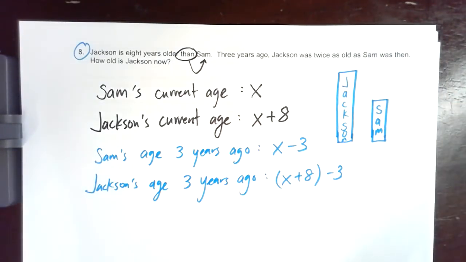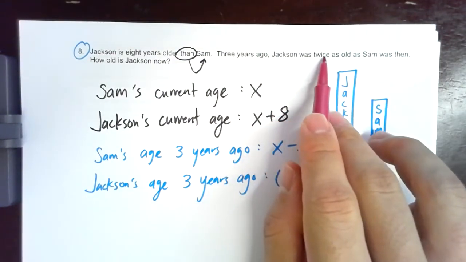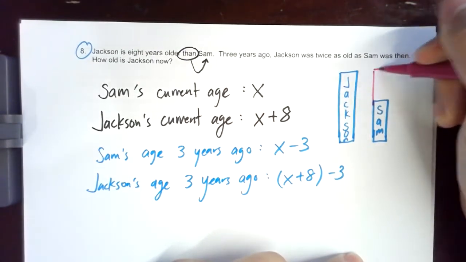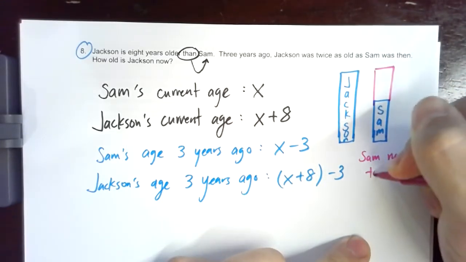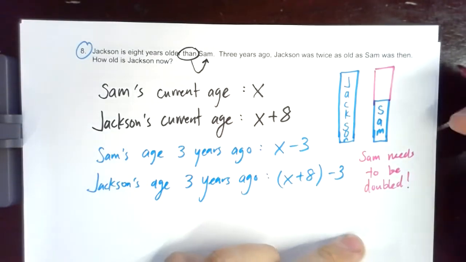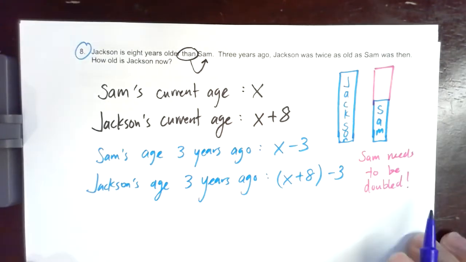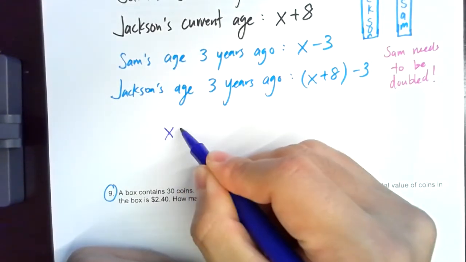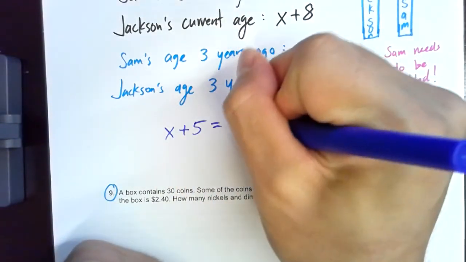I hope this visual tells you that you have to double Sam, right, in order to set them equal to each other. It says 3 years ago, Jackson was twice as old as Sam. So in order to set them equal to each other, Sam needs to be doubled. So let's do that. Sam needs to be doubled. So Jackson, x plus 8 minus 3. I'm going to go ahead and do x plus 5.